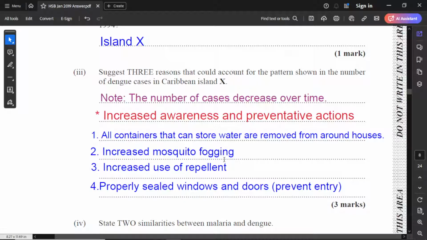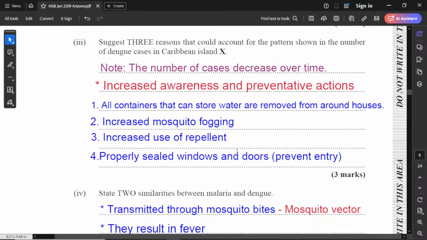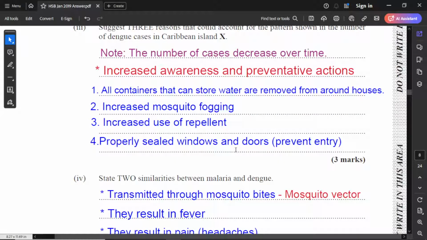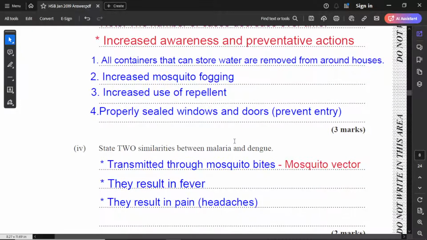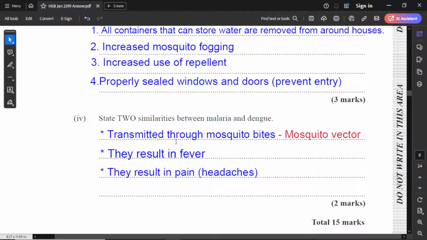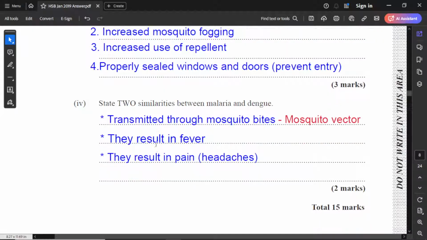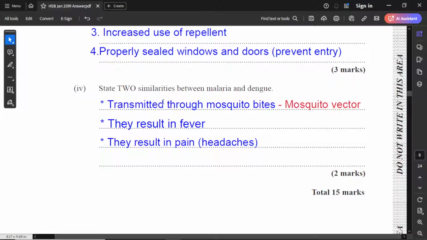All right. So anything that is suitable, they will accept once it will prevent you from getting bitten or prevent the reproduction of mosquitoes. All right. Or even to kill the mosquitoes. All right. So last part of this question is to state 2 similarities between malaria and dengue. And both of them are transmitted through mosquito bites. All right, and so mosquito will be the vector for both malaria and dengue.